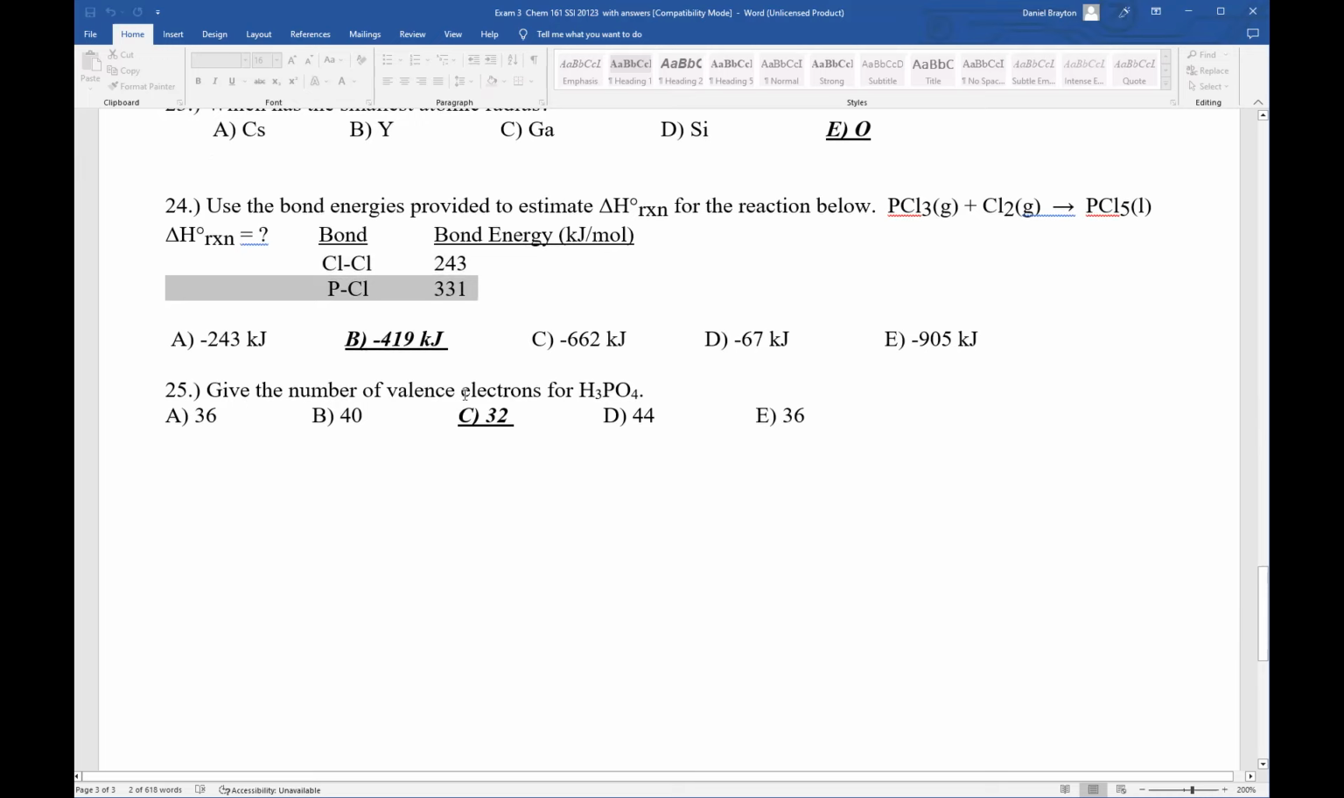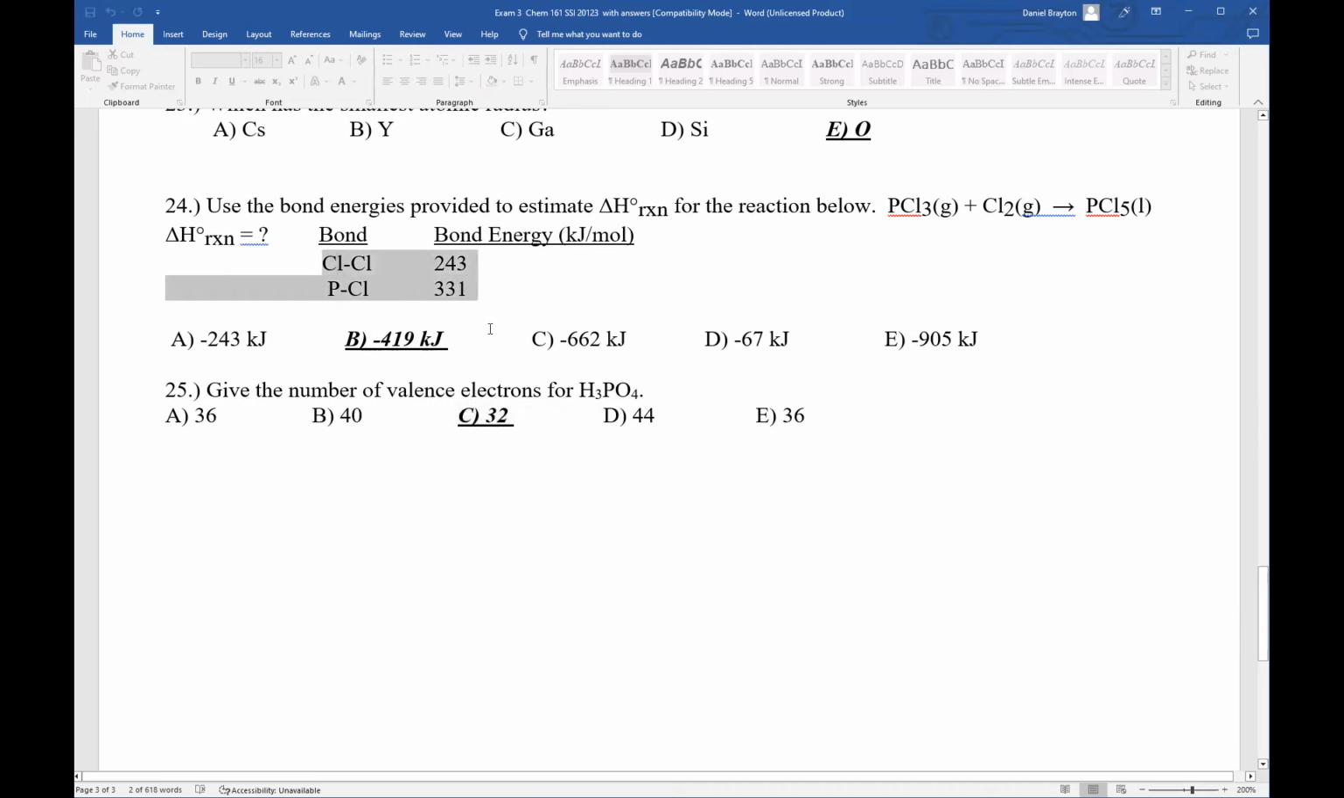25, give the number of valence electrons. So this was just knowing that valence electrons are the S and P. Hydrogen only has 1, and you've got 3 of them. Phosphorus is right below nitrogen, group 5. So 3 plus 5 is 8. And then you've got 4 oxygens. So 4 times 6 is 24, plus 8 is 32.